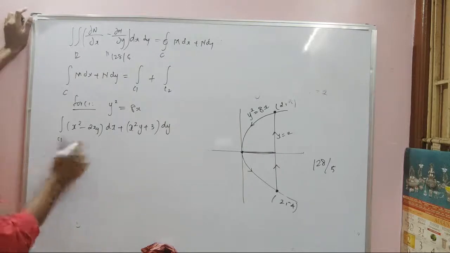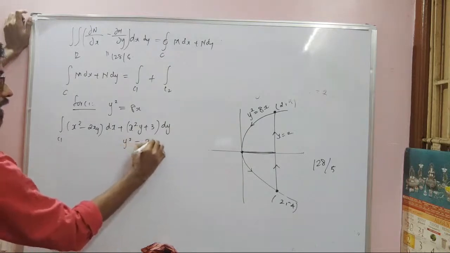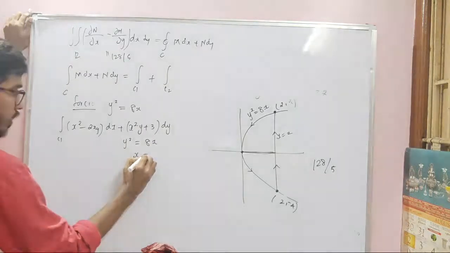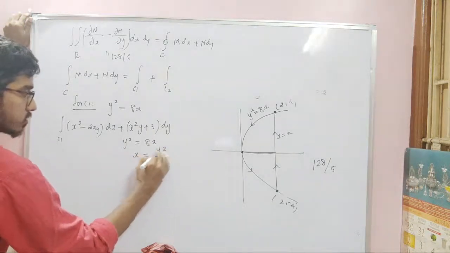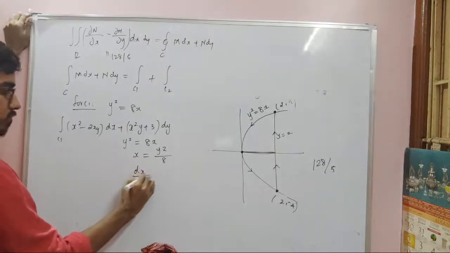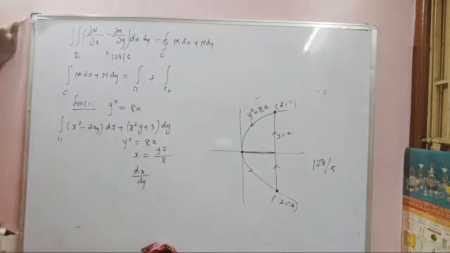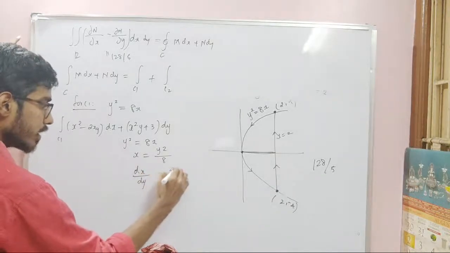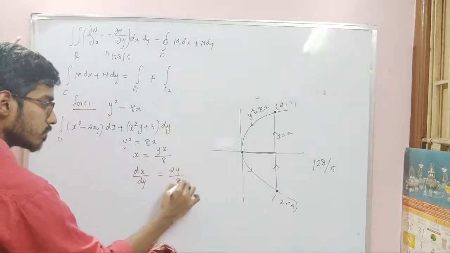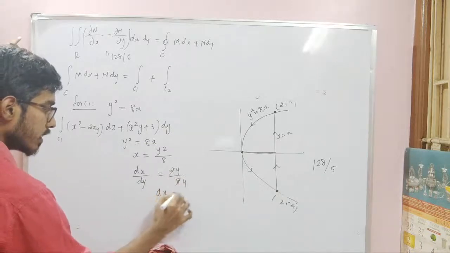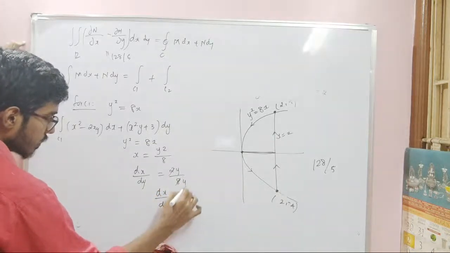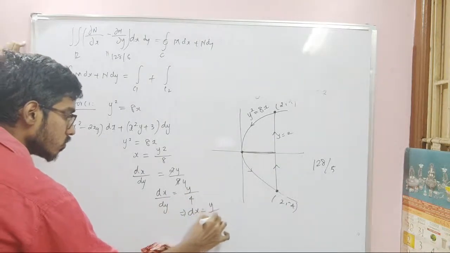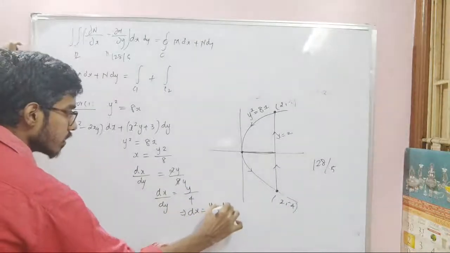So for C1 we have y square is equal to 8x. Now what we will do is we will find x. Here x is y square by 8. Now we will find dx by dy, because x is linear here. So dx by dy is nothing but differentiating with respect to y. So we have 2y by 8, which is y by 4. That means dx is equal to y by 4 dy.